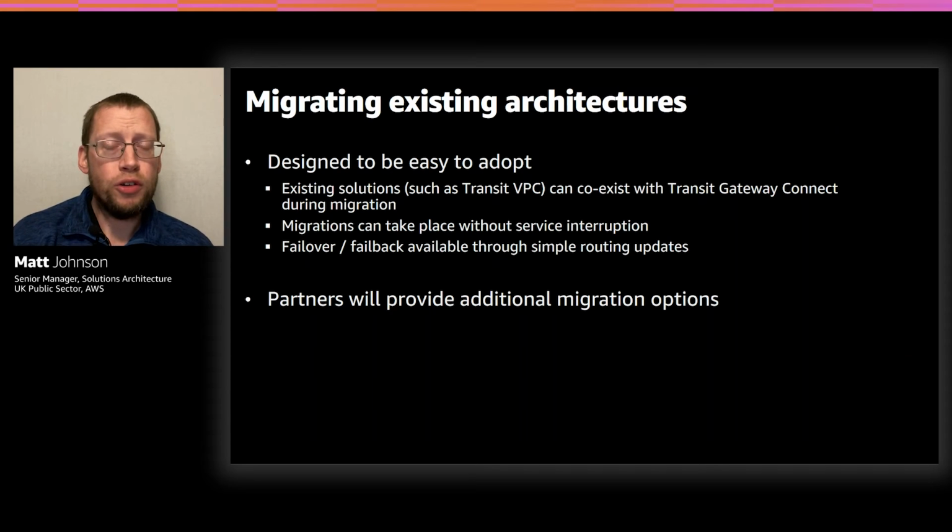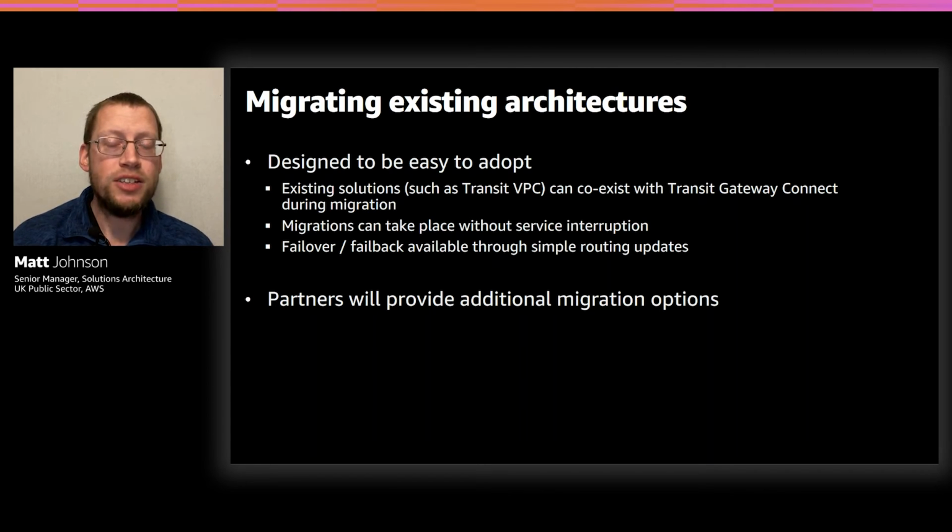It's worth pointing out, of course, that many of our customers will have an existing architecture, an existing solution, either using Transit VPC or Transit Gateway. And so we've designed Transit Gateway Connect to be really easy to adopt. It's designed so that it can coexist with a Transit VPC or a Transit Gateway architecture. So it's possible to run both in parallel. And then we can enable an easy migration between the existing solution and Transit Gateway Connect without service interruptions, simply by updating the appropriate routes.